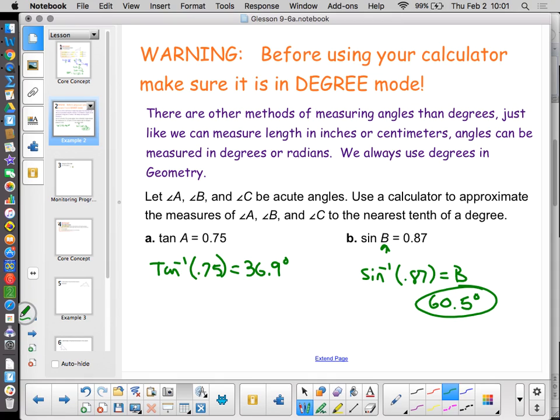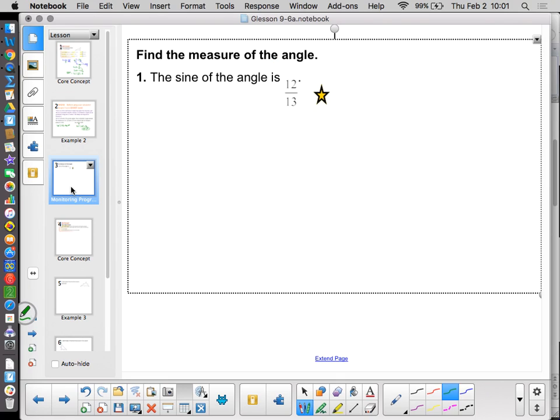Okay? Very, very important. We use the inverse function when the angle is unknown. If the angle is known, if we know what the angle is, we use the regular function. Do not mix those up. The inverse function is only used when the angle is what's unknown. Here's one for you to try.